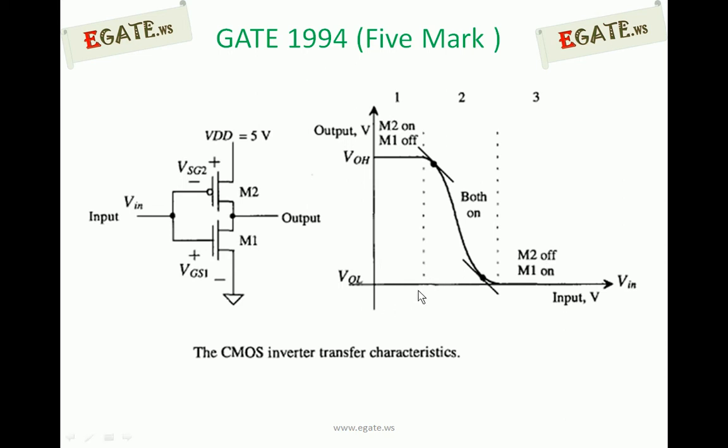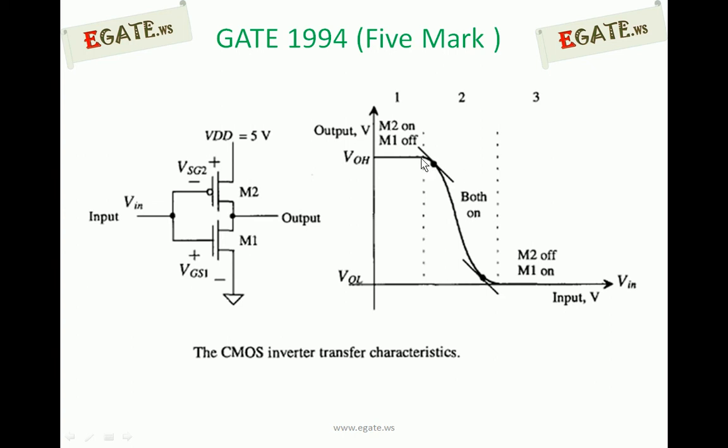During the initial portion of low voltage level, the M1 transistor, that is NMOS, is off and PMOS, which is M2, is on. So this is region 1 over which NMOS is off and PMOS is on, and region 3 is similarly where NMOS is on and PMOS is off. In between we are going to get a region where the transition takes place.